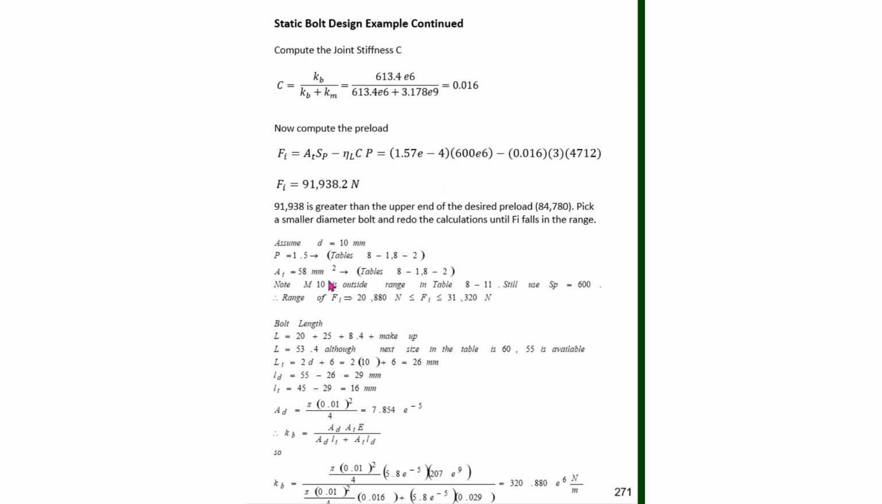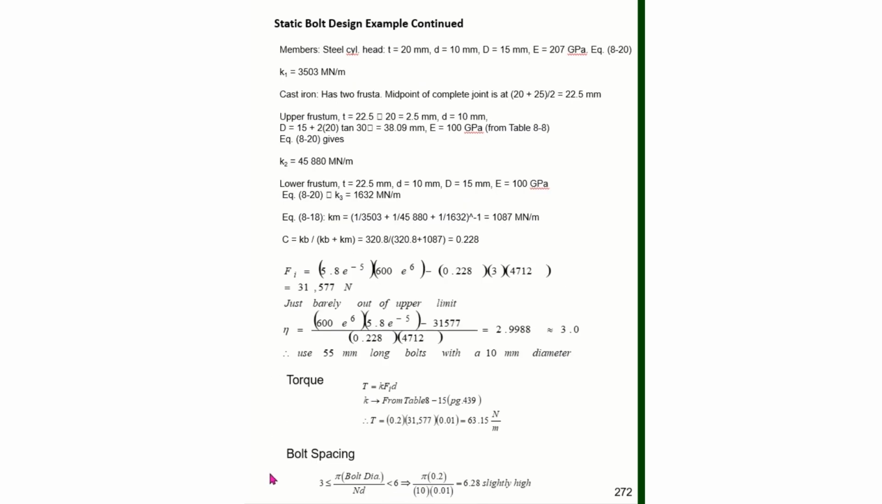So I've done that here. If you assume D is equal to 10 millimeters, then you can come through the entire process again. You'll note that you have to do all of the L's again. You have to do KB. We have to do KM. And so we'll have to do K1, K2, and K3 and get all of our Ks. And then we have to come and compute our preload again.